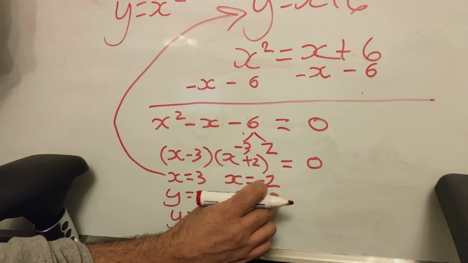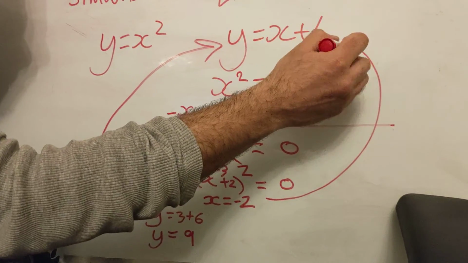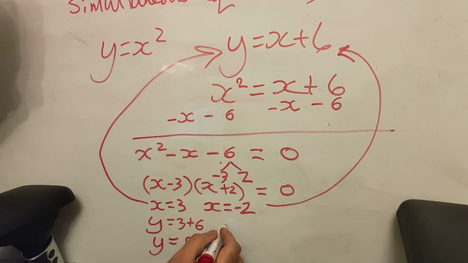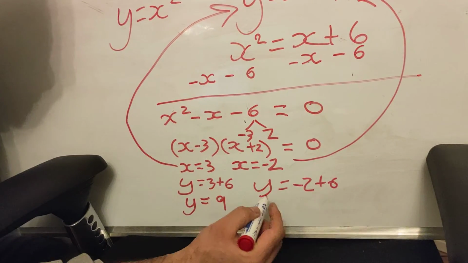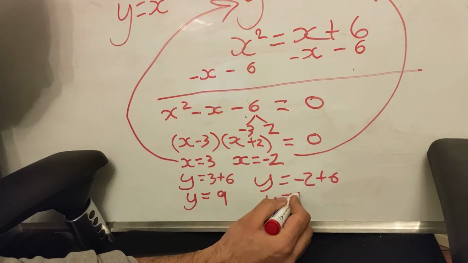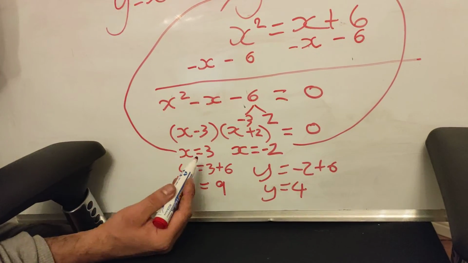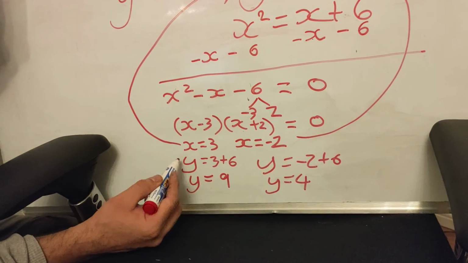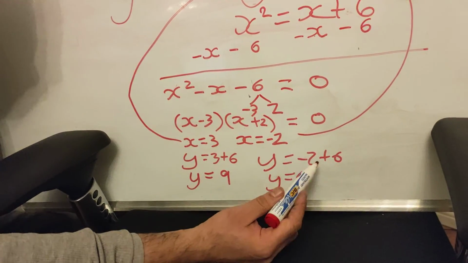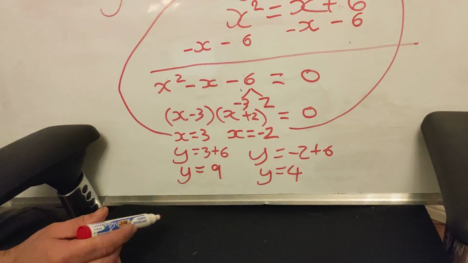And then looking at this one over here, if we put it back into this right hand equation, y equals negative 2 plus 6, well, y is going to equal 4. So our answers are x is equal to 3 when y equals 9. So this gives us one set of answers, and this gives us the other one, x equals negative 2 when y equals 4.